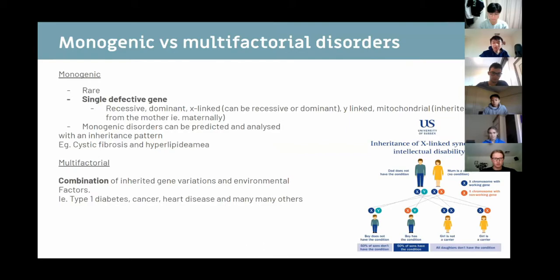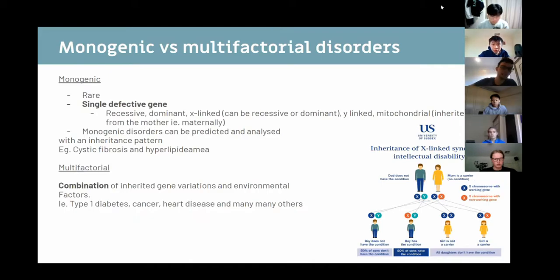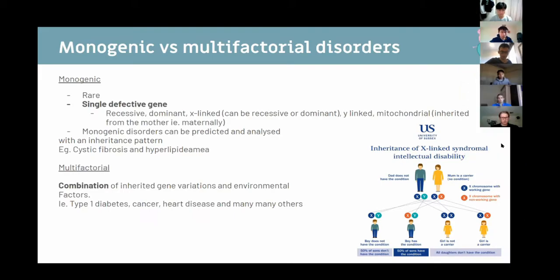So genomic medicine first up. An important factor of understanding genomic medicine is understanding the types of different genetic variations and gene defects. There are two important concepts for you to understand in a big picture sense. The first is monogenic disorders. Monogenic disorders are typically rare and they involve a single defective gene. Examples of this include cystic fibrosis and hyperlipidemia.